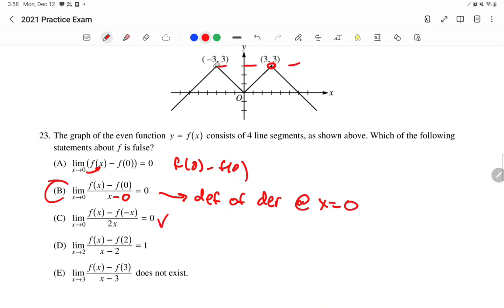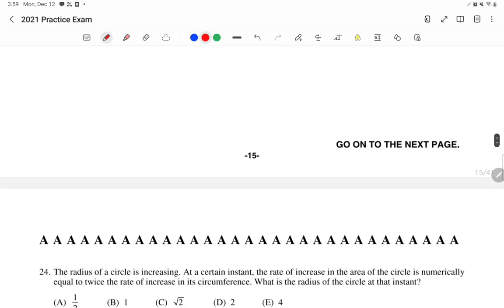Okay, this next one is the derivative at x equals 2, 1, 2. The derivative here is 1. And then the last one is the definition of the derivative at x equals 3, and this one does not exist because we make a corner there, so that is also true. Right, so B was the definition of the derivative at 0, which should have been DNE.